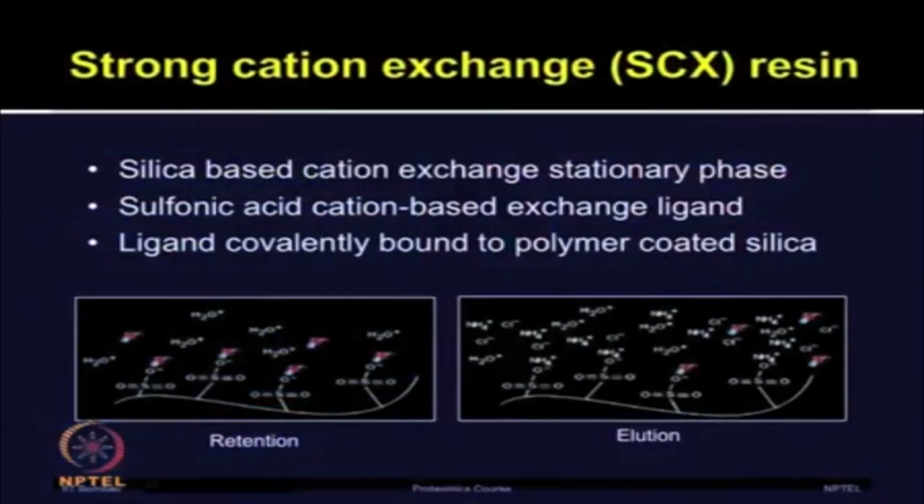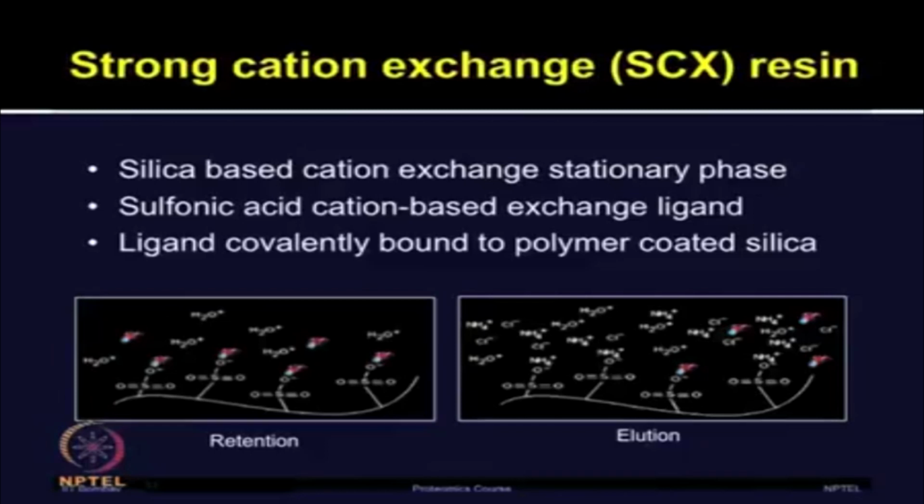Let us now talk about another separation technique which is also commonly employed in proteomics, which is strong cation exchange or SCX. So, in SCX resin, the silica based cation exchange is used in the stationary phase. The sulfonic acid cation exchange ligands are used. These ligands are covalently bound to the polymeric coated silica.